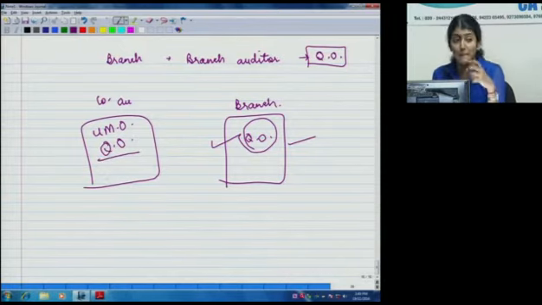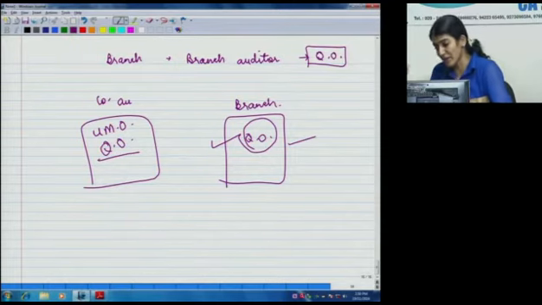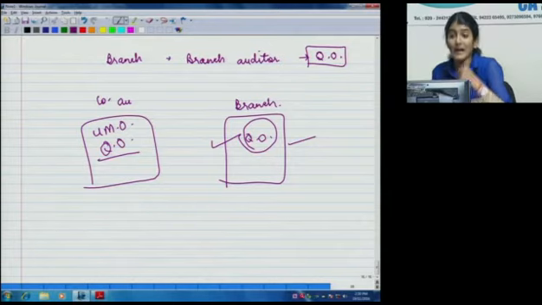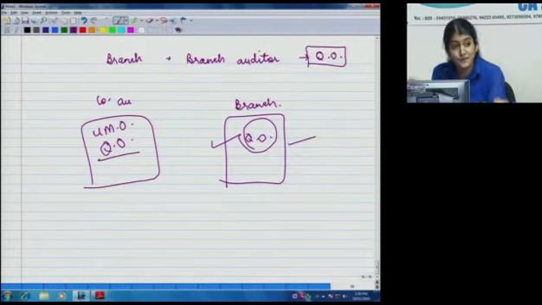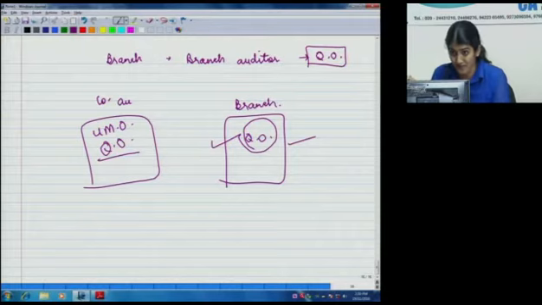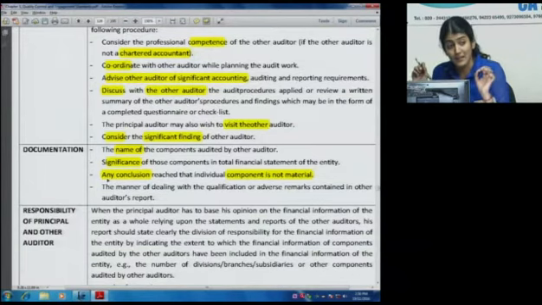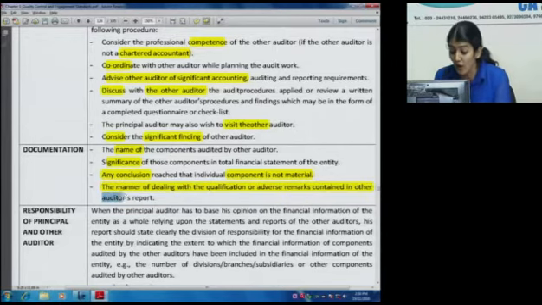So he may not. But whatever he does, he needs to document. Even if the branch auditor has modified, why has he not modified? Or why has he modified when the branch auditor has modified? So it is not compulsory that when the branch auditor has modified his opinion, the company auditor also has to modify. He may not. But whatever he does, he needs to document. So a very important part, the fourth part in the documentation, is the manner of dealing with the qualifications or the adverse remarks contained in the other auditor's report.